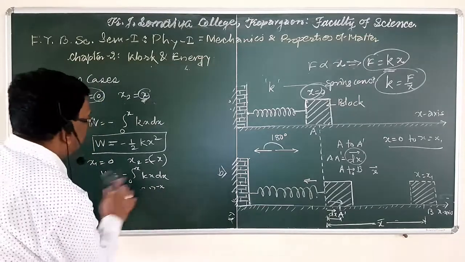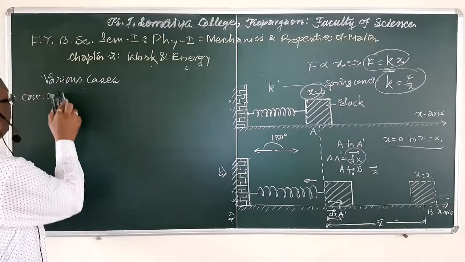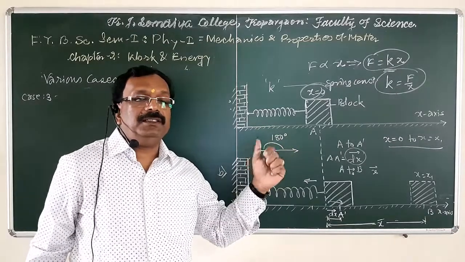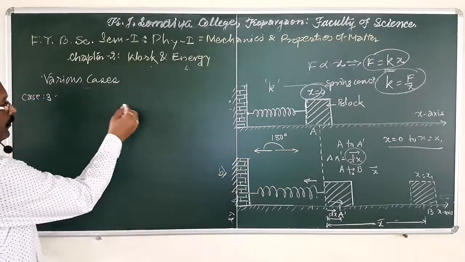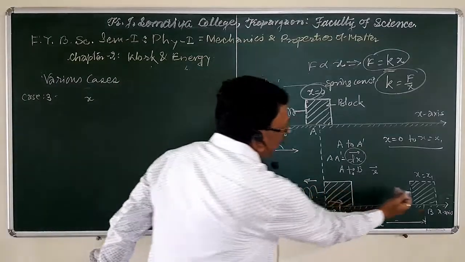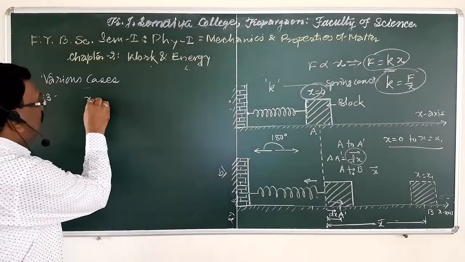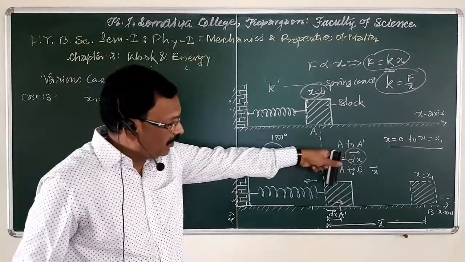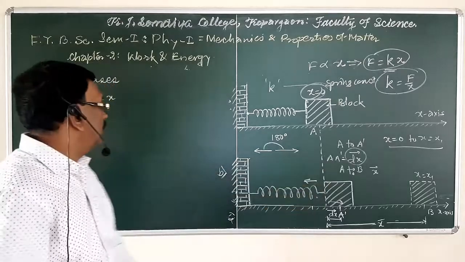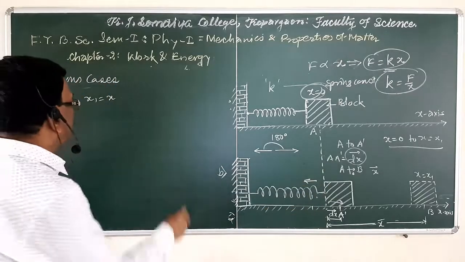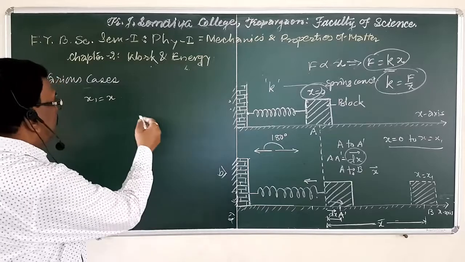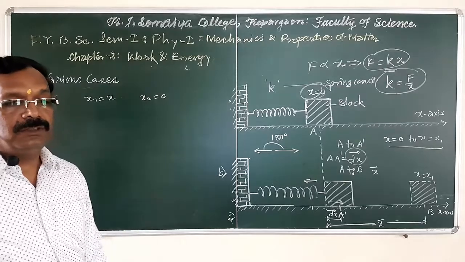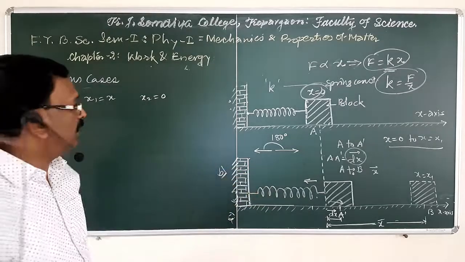Now take case third. What to do in case third? Take case third. Initially the spring is in stretched position. Case 3, stretch position. From here the spring is brought and kept here initially. Then x1 is equal to x, stretch position. And when we release it, what will happen? First it will come to natural position. Initially the spring is in stretched position, and when we release the force on the spring, it will be x2 is equal to 0. Come to rest position and then get stretched.